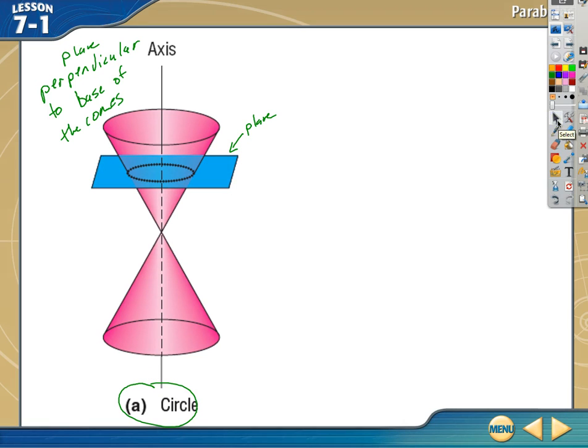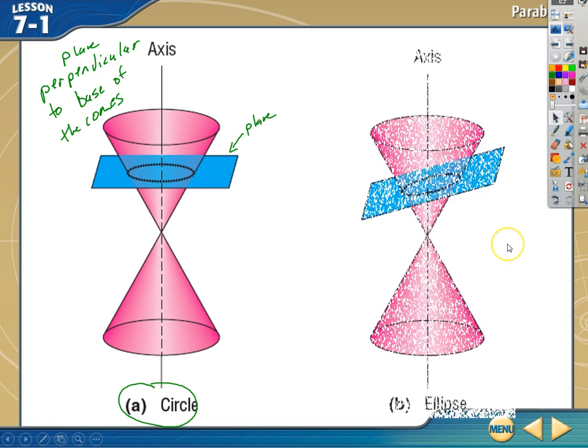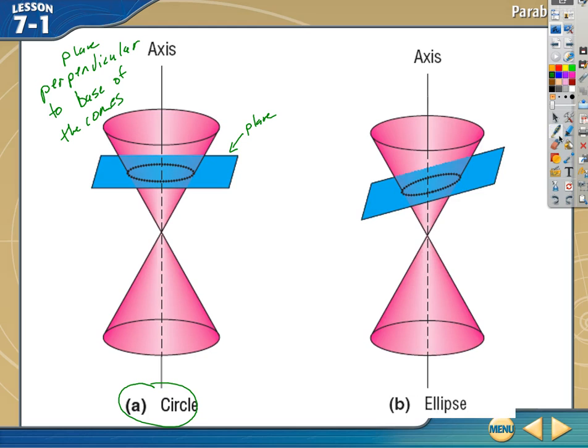All right. What happens if my plane cuts it at an angle? Like that. Well, specifically, what happens when the plane's slope is less than the generator slope, I get a shape called an ellipse. If you don't remember what an ellipse is, think oval. And here's my little shape of the oval right here.